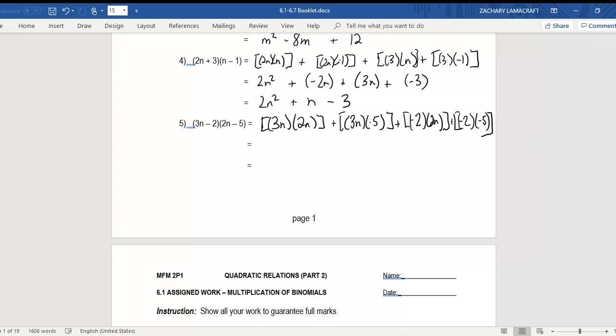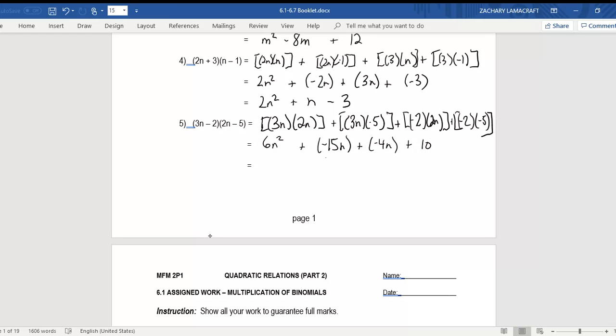Okay? If we continue with that, 3n times 2n, we have to do the numbers first, so it'd be 6 and then n squared. 3n times negative 5, 3 times negative 5 would be negative 15 and then n. Our next one we have negative 2 times 2n, negative 2 times 2 being negative 4 and then n. And finally, negative 2 times negative 5 being positive 10.